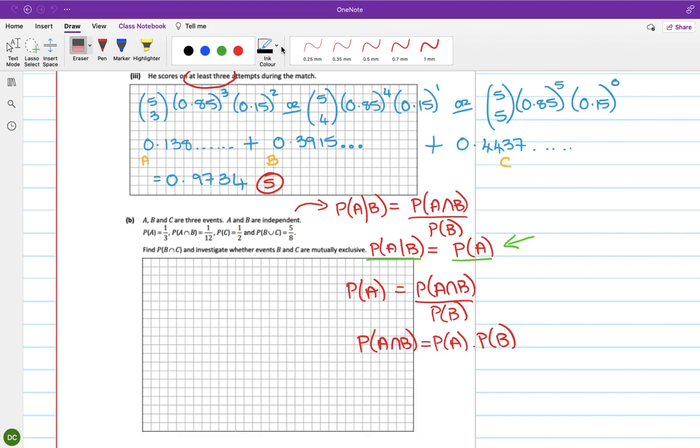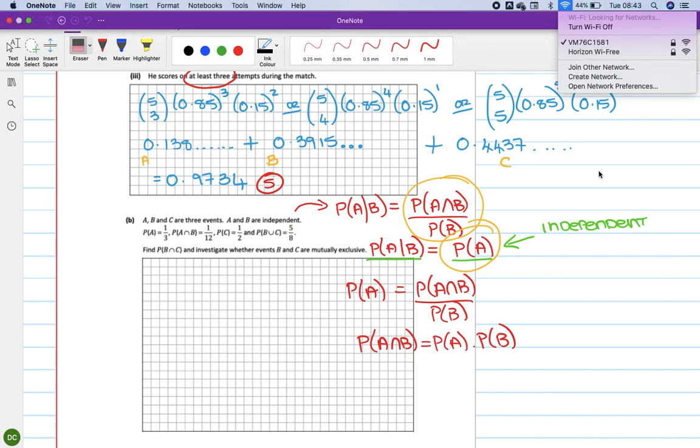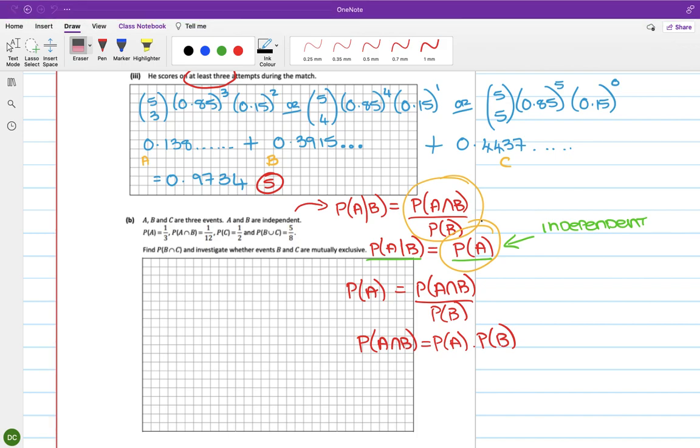And then what I did was I equated the two right hand sides. So I equated this one and that one, those two in yellow, and that's how I got this line. Then if you rearrange that, essentially I multiplied across by the probability of B, and that gave me the final line.